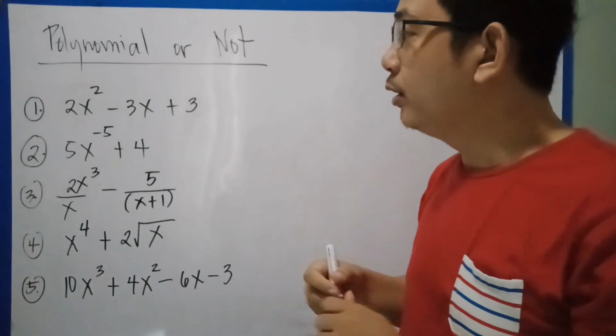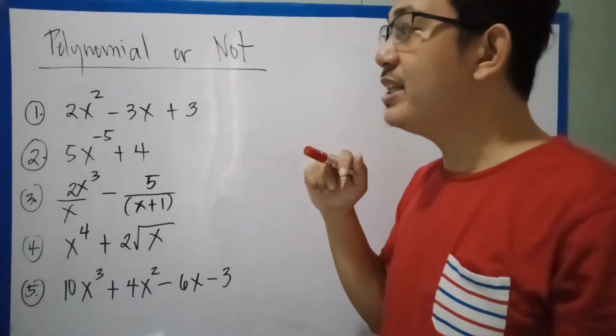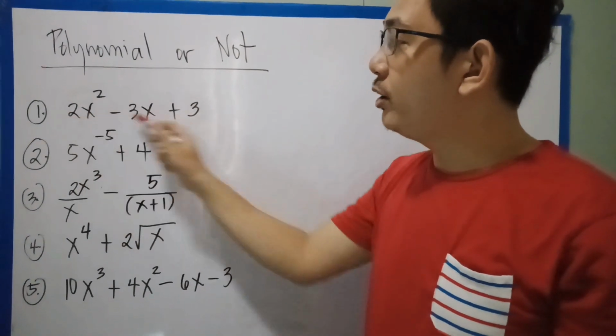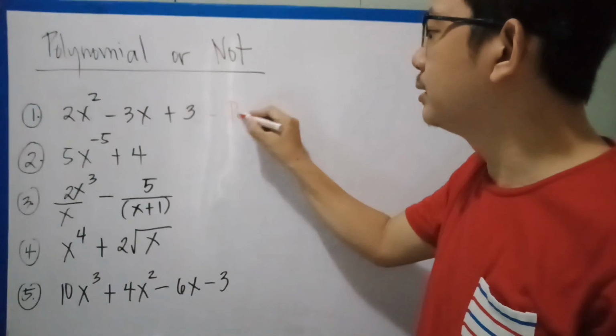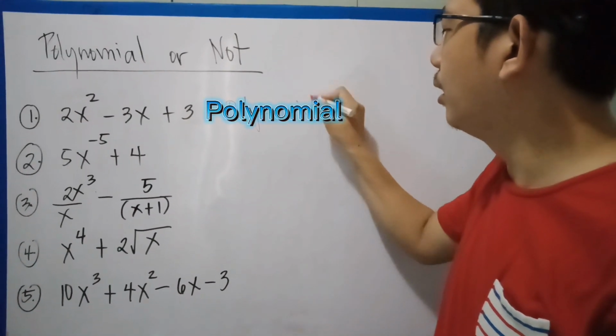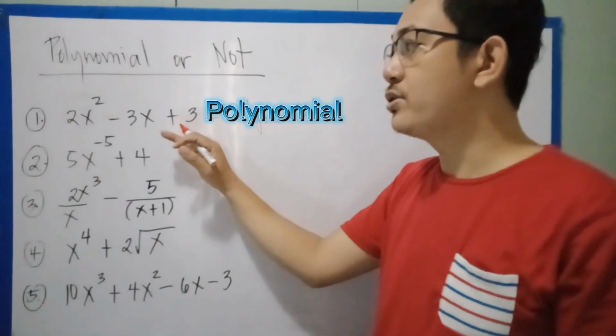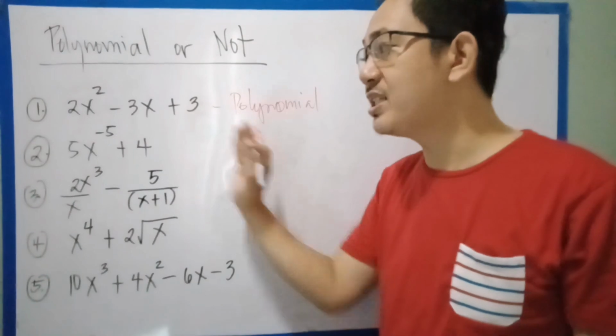Okay, for number 1, we have here 2x squared minus 3x plus 3. So, we can say that the given expression on number 1 is an example of polynomial. Okay, this is an example of polynomial. So, we will know later bakit siya polynomial. Okay, so let's have number 2.